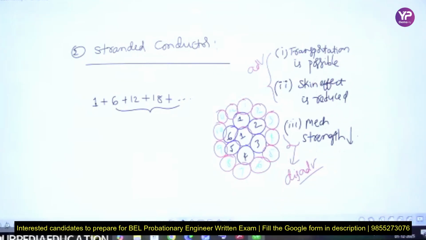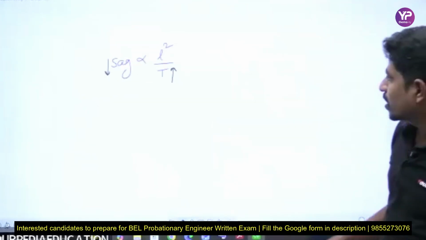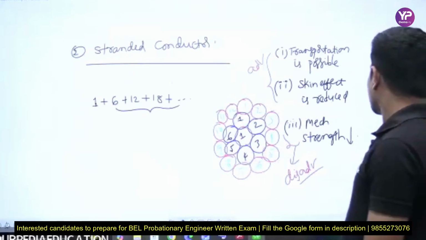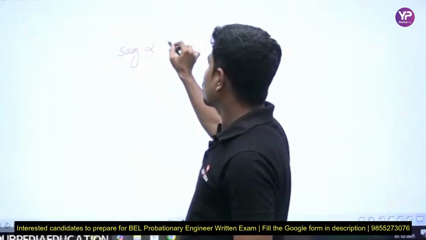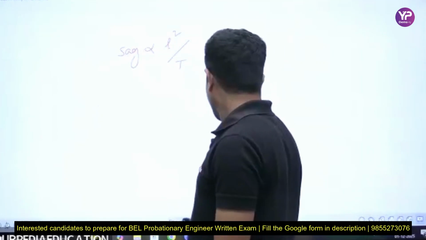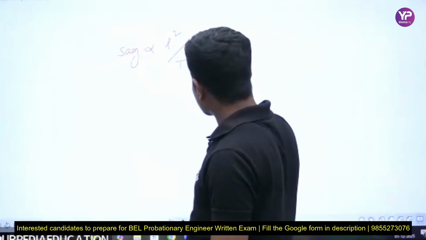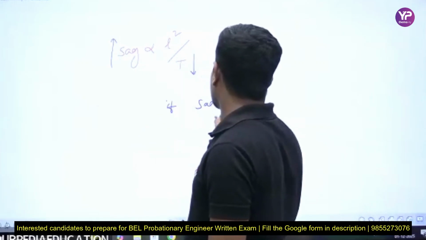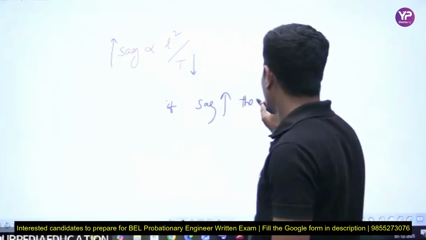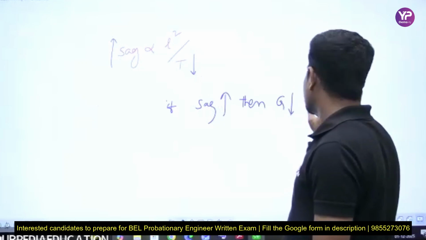Then what to do, sir? Sir, what happens if mechanical strength is low? If mechanical strength is low, sag is directly proportional to L square by T. If mechanical strength is low, obviously tensile strength is low, then sag will increase. If sag increases, then ground clearance decreases.